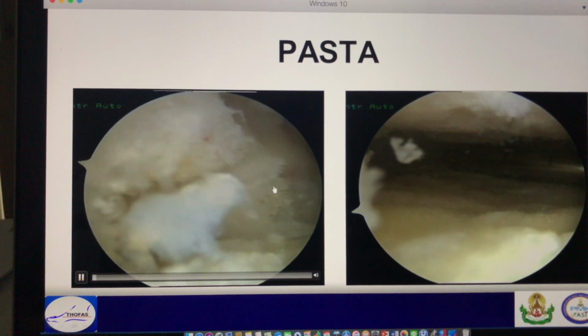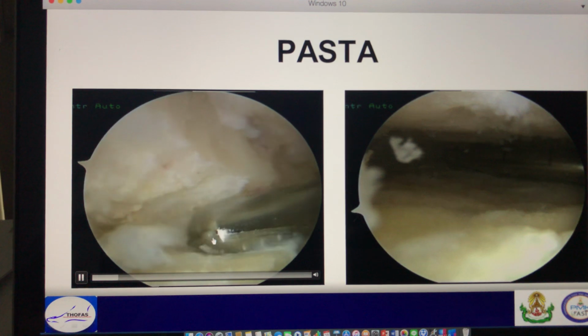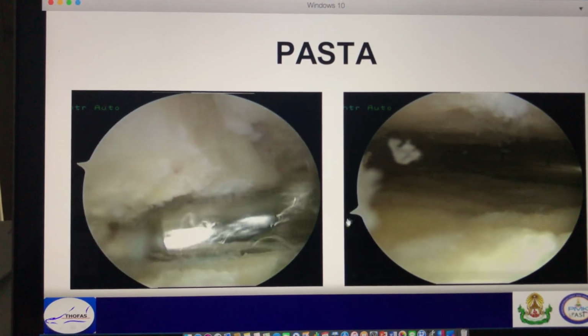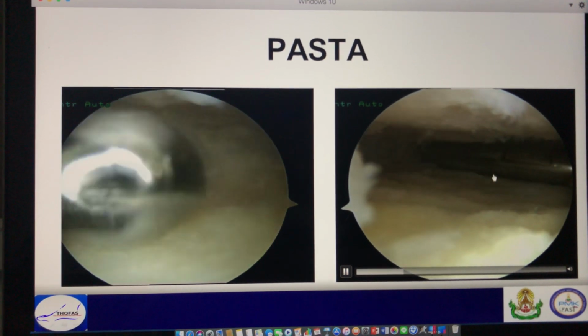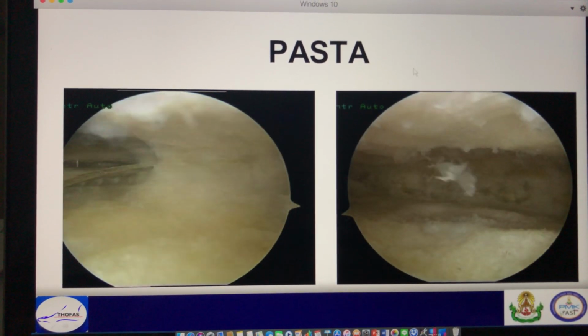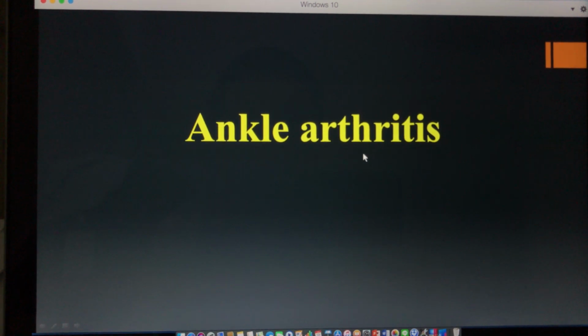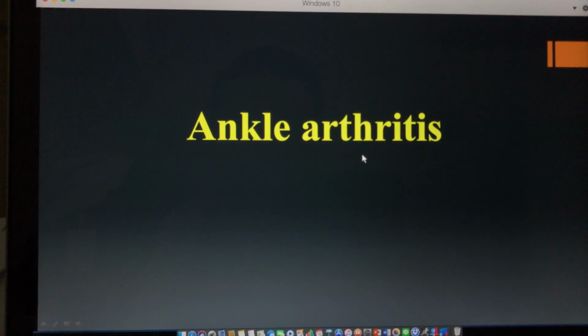So we clean the cartilage. We can use a shaver, or we can use a curette to clean the cartilage. After we clean, it's going to look like that. And then we're going to do the fusion with a screw.